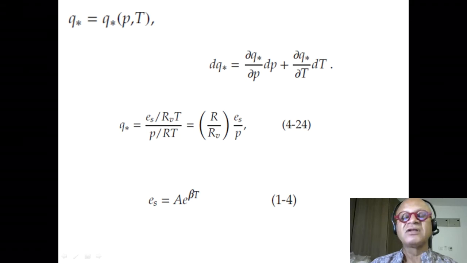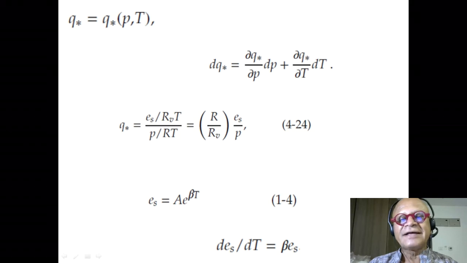This is our favorite Clausius-Clapeyron, right? So you can do d/dT of this and get des/dT to be beta es, because you will get beta e to the bT, right? I think you know how to do that differentiation. So a e to the bT is again es, so des/dT can simply be written as a times beta times e to the bT, so that becomes beta es.